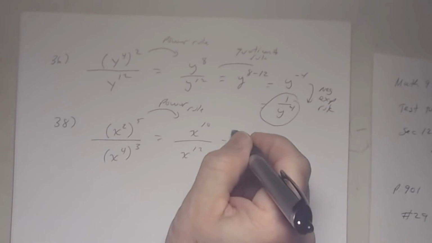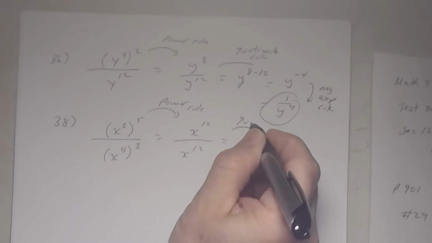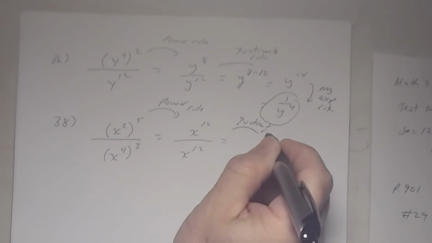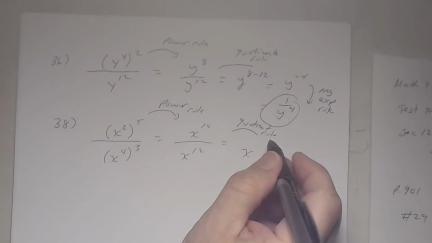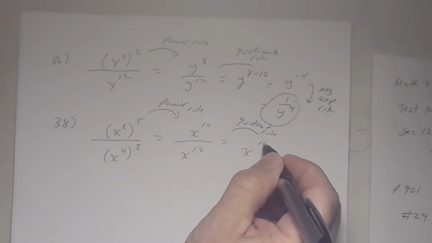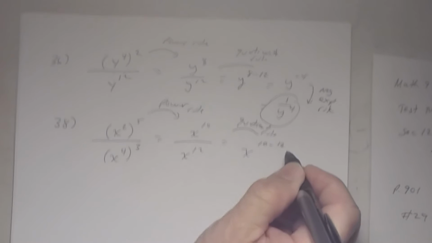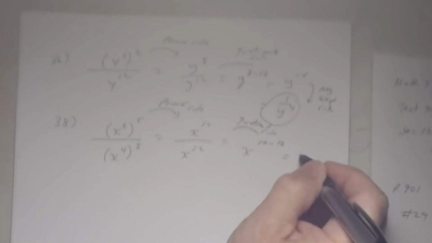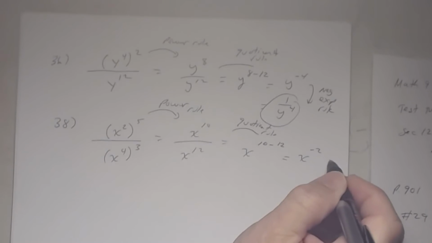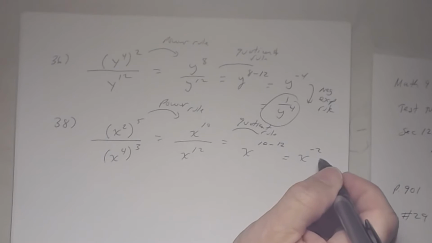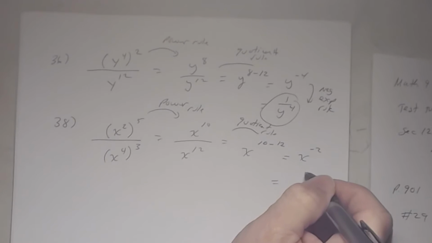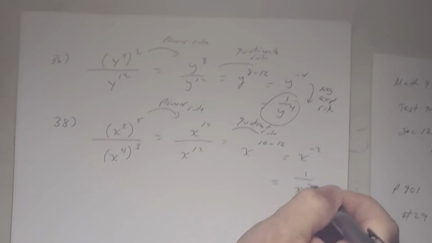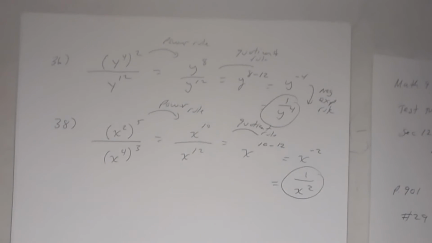What's the next rule I'm going to use? Quotient rule. I'm dividing like bases. So that's going to be x to the exponents in the numerator, which is what? 10, subtract 12. And what's that going to be? X to the negative second. Remember, you don't want any negative exponents. You got to rewrite this. So what rule are you going to use? Negative exponent rule. So what's the answer? Yeah. All right. That's 38.